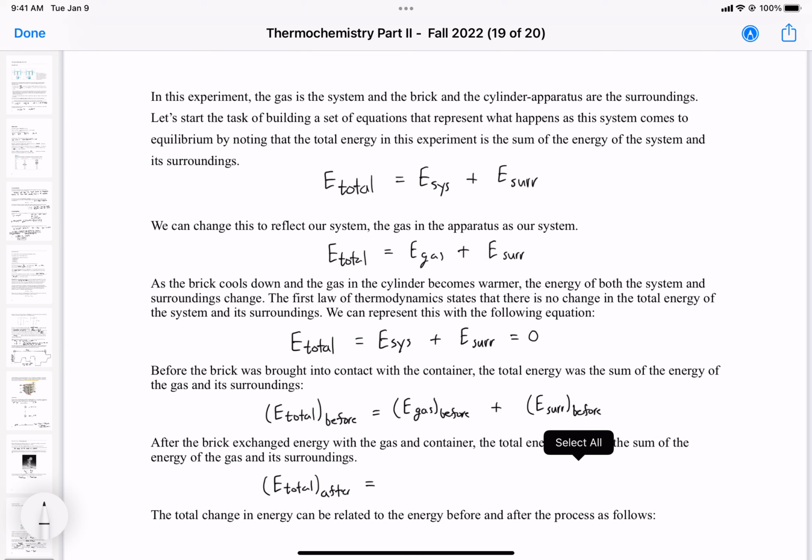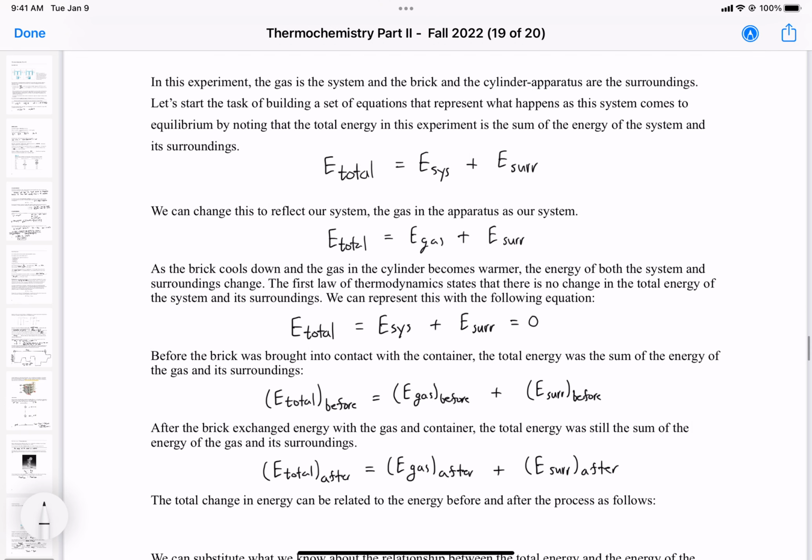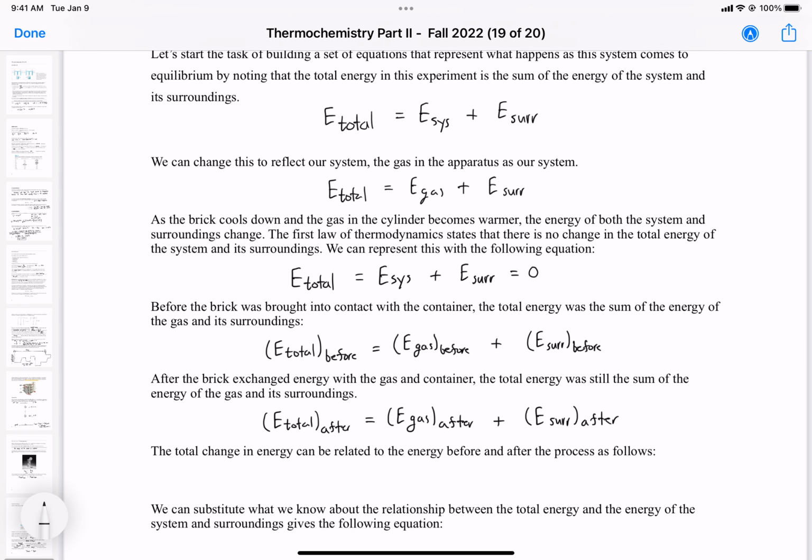Okay, so we can say after the event, the energy of the gas is still going to be represented by the total here. So E total after. So those equations still stand before and after the energy transfer.